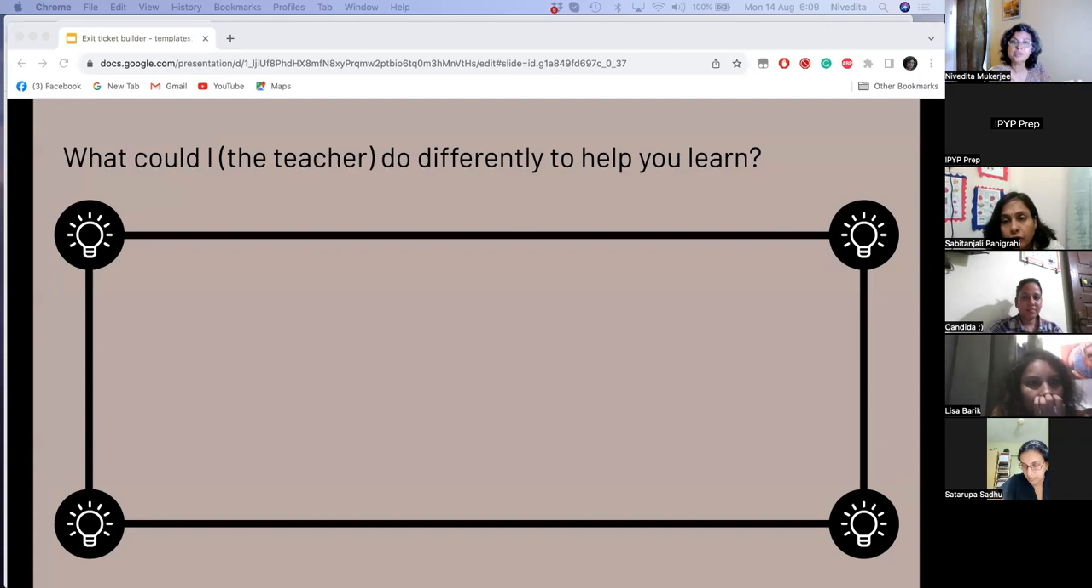So the child is giving you feedback and you are putting the responsibility of learning on the child. Both ways, it works very well. So it's actually one of my favorite exit slips.